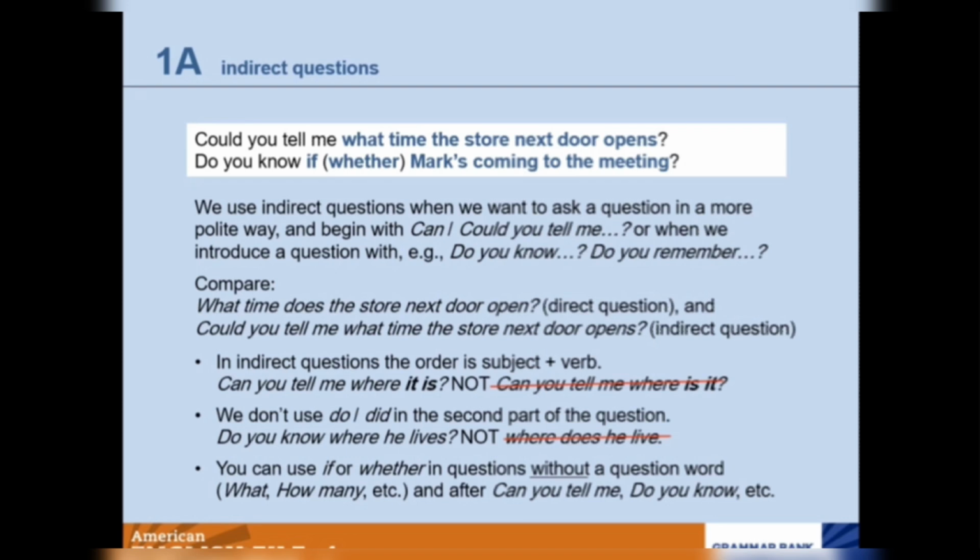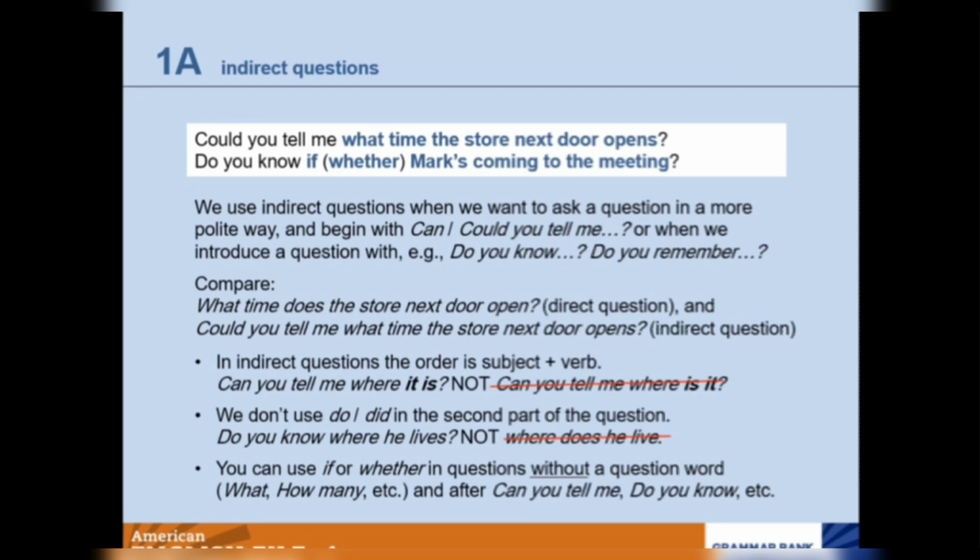As we know, we have yes/no questions and we have information questions. We also don't use did, do or does, any helping verbs, in the second part of the question. Do you know where he lives? Here we don't say where does he live, because as I said, statement order.